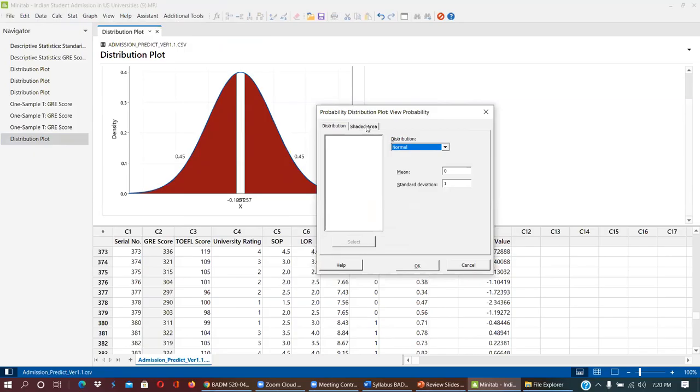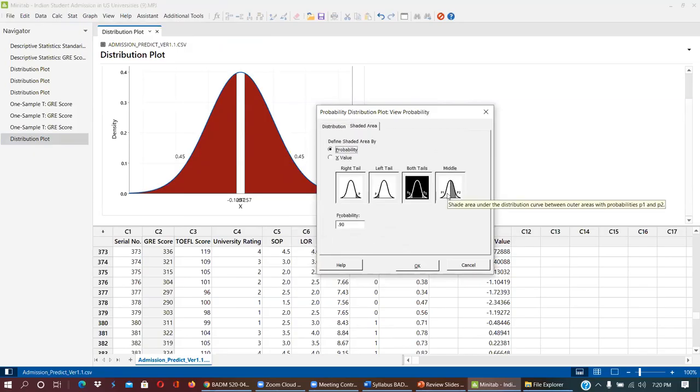So what is the shaded area? Suppose I need to get the two values. So 90% center. 90% center means 5% here and 5% there. So I'm just going to put 0.5 here, and 0.95 here.